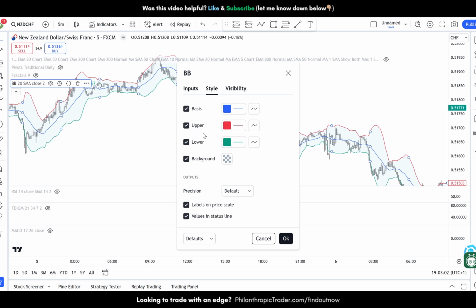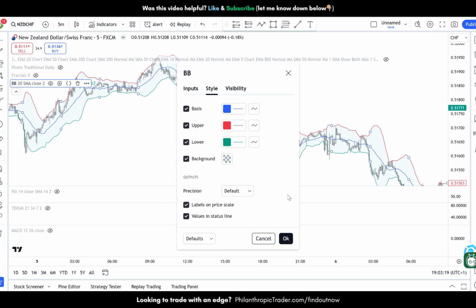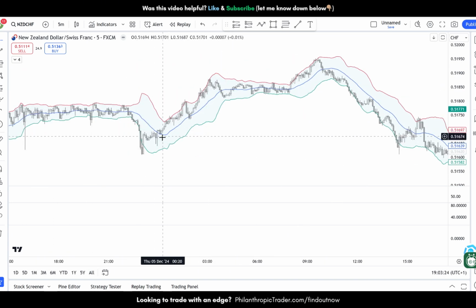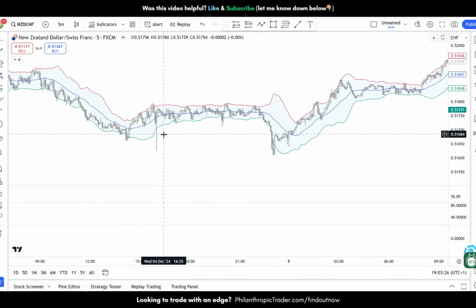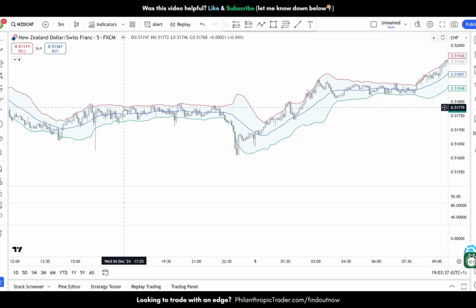We have the basis, we have the upper, and we have the lower band. And these are the default settings. The length is 20, the basis moving average type is the simple moving average, and standard deviation is set at 2. So these are the basic settings, and I think that you're familiar with this indicator. If not, basically what it does is that this indicator shows breakouts, and it also identifies volatility in the market.